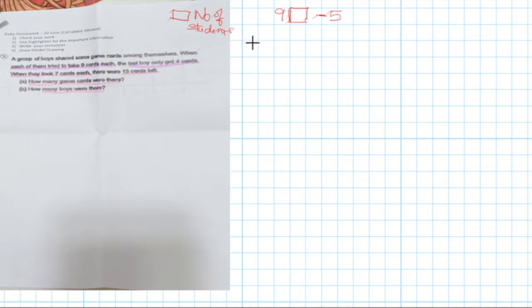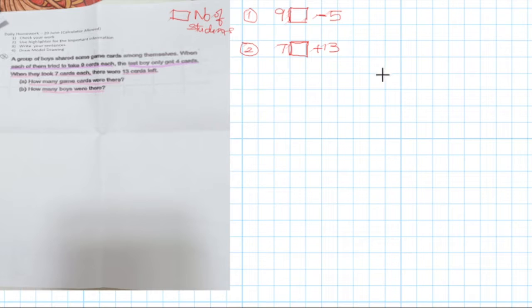So the first equation is one student takes 9 cards. The second equation for the total number of cards is one student takes 7 cards. So 7 cards times one student, this is the number of students. If 7 times the number of students, I will have an extra 13 cards. So it's this. I draw the model.